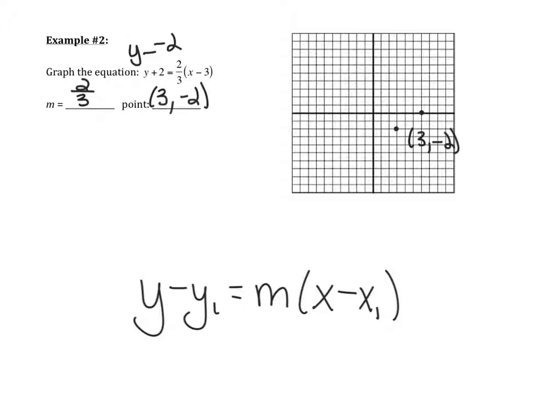2 points determine a line, so I'll just connect these 2 points with a nice straight line, and there I will have my graph of the equation y minus 2 equals 2/3 times x minus 3. And that would be my answer. A nice straight line through 3, negative 2 with a rise over run of 2 over 3. If this wasn't quite clear to you, you'll see in the next slide another example.